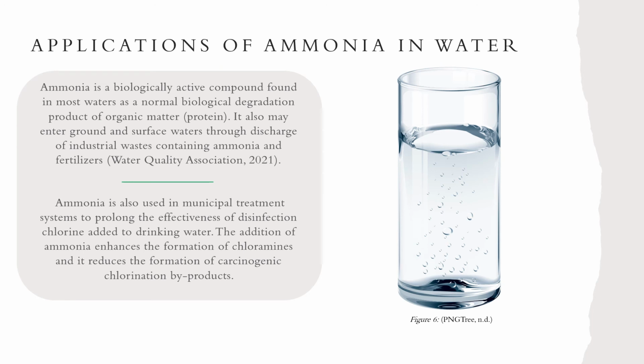Now for the applications of ammonia in water. Ammonia is a biologically active compound found in most waters as a normal biological degradation product of nitrogenous organic matter, or protein. It also may enter ground and surface waters through discharge of industrial wastes containing ammonia and fertilizers. Ammonia has actually also been used in municipal treatment systems for over 70 years to prolong the effectiveness of disinfection chlorine added to drinking water. The addition of ammonia enhances the formation of chloramines, and it reduces the formation of carcinogenic chlorination byproducts.